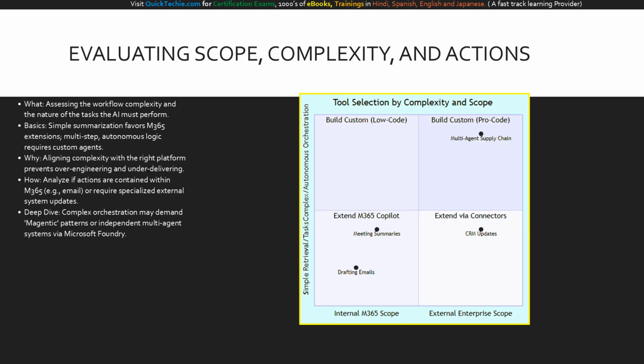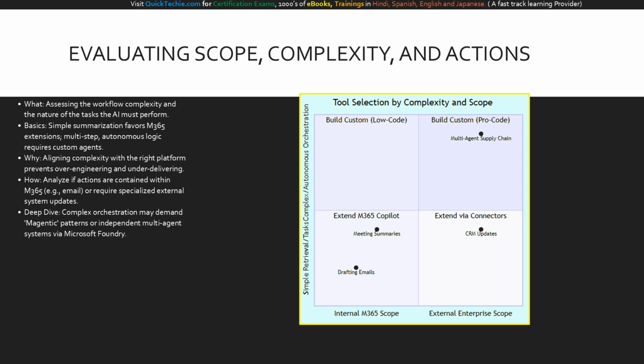Now that we understand the two paths, how do we choose? We start by evaluating scope, complexity, and actions. What this means is rigorously assessing the workflow the AI must perform. The basic rule of thumb is, if the task is simple retrieval or summarization, extending M365 is best. If the task is a complex, multi-step workflow, you need a custom agent.